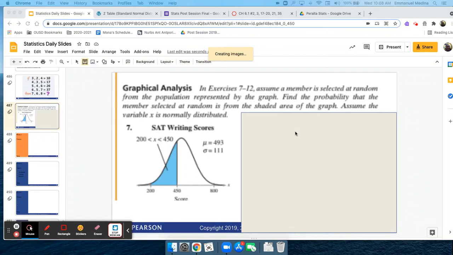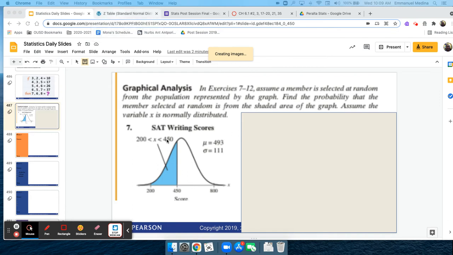All right, this is a video for chapter 5.2, number 7, and this is for you, Kakidan. It says here, in exercises 7 through 12, assume that a member is selected at random from the population represented by the graph. Find the probability that the member selected at random is from the shaded area on the graph. Assume the variable x is randomly distributed.